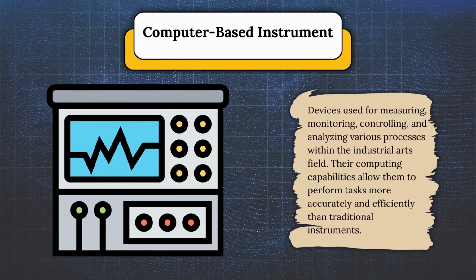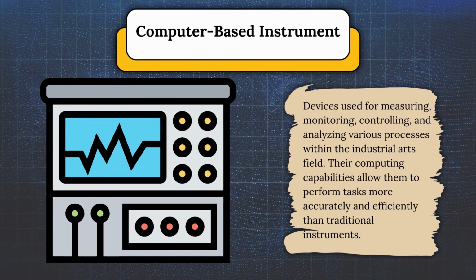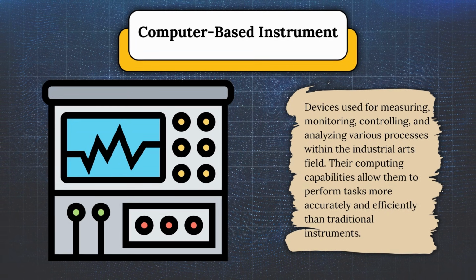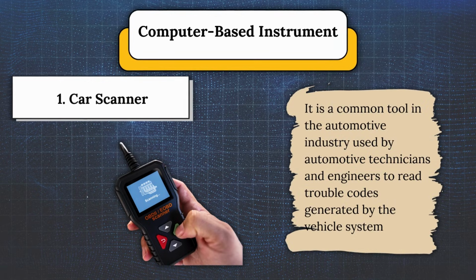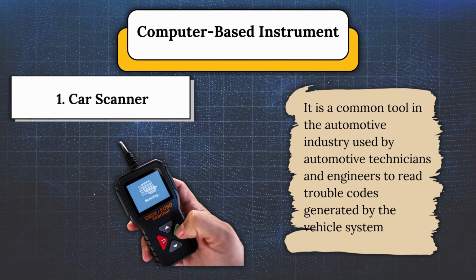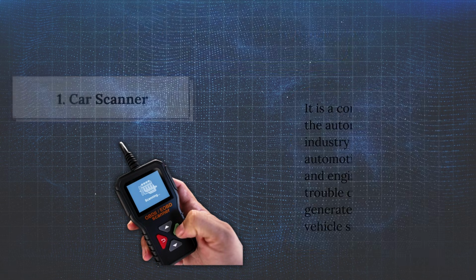For the computer-based instruments. Computer-based instruments are devices used for measuring, monitoring, controlling, and analyzing various processes within the industrial arts field. Their computing capabilities allow them to perform tasks more accurately and efficiently than traditional instruments. Number 1. Car scanner. It is a common tool in the automotive industry used by automotive technicians and engineers to read trouble codes generated by the vehicle system.